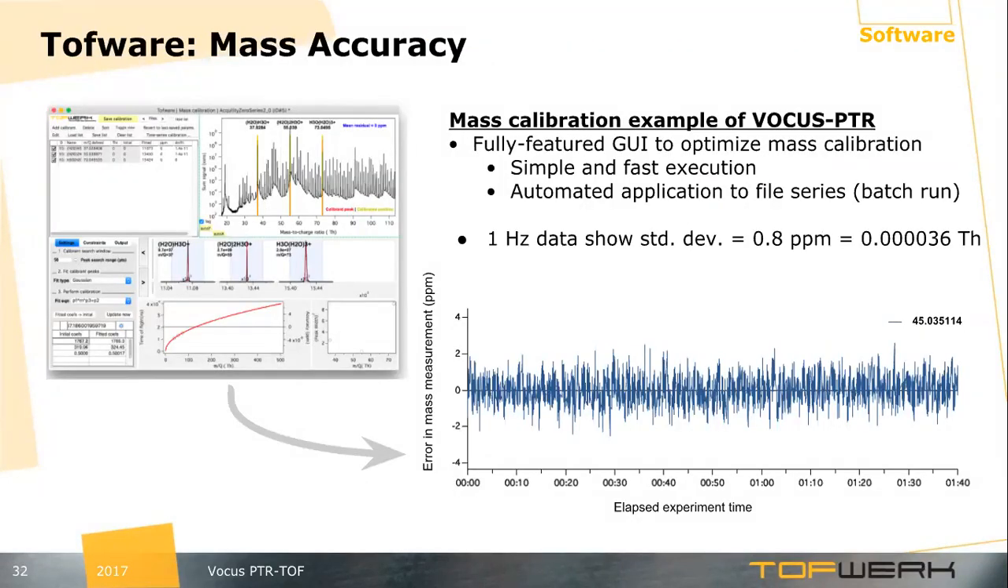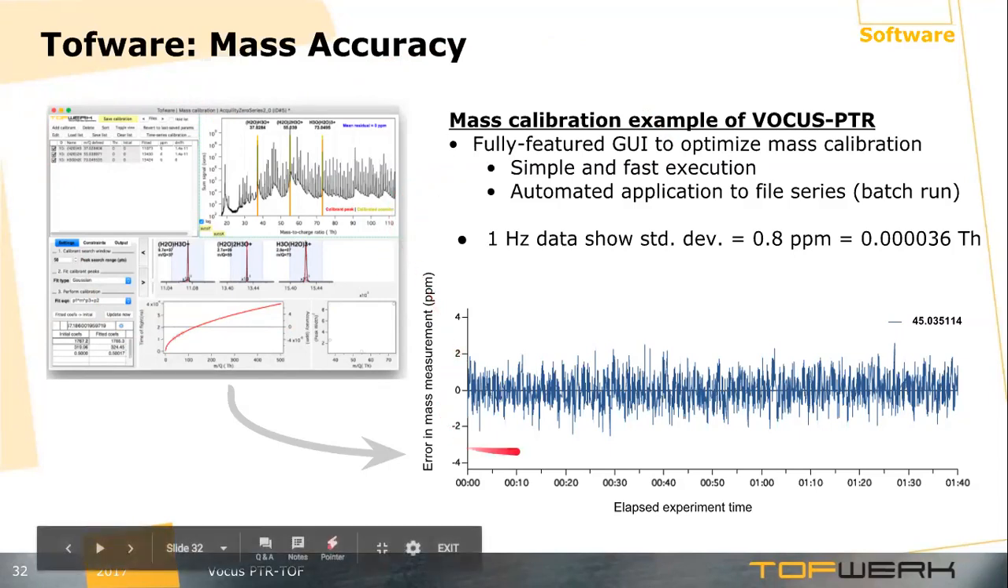Then Tofware is kind of the post-processing part of the data analysis system. And here I'm showing you an example of the mass accuracy window. So on the left, you have the mass accuracy panel. So here you identify compounds that you know in the mass spectrum and use these to build a robust conversion from ion time of flight to mass to charge. And you can do this actually quite robustly.